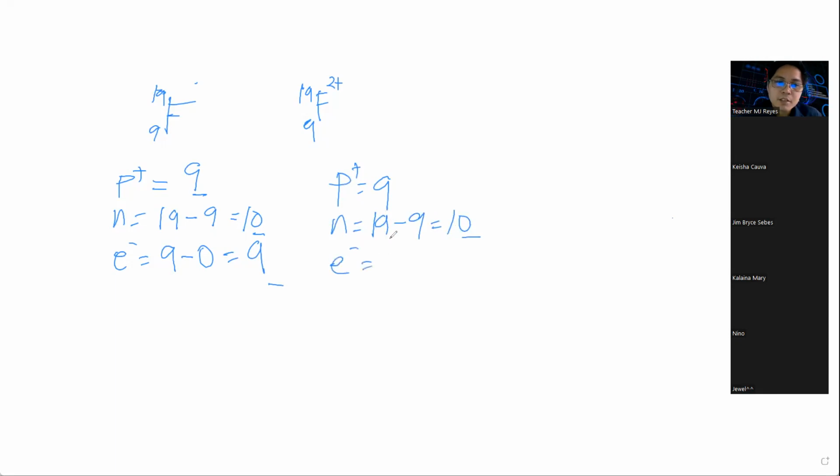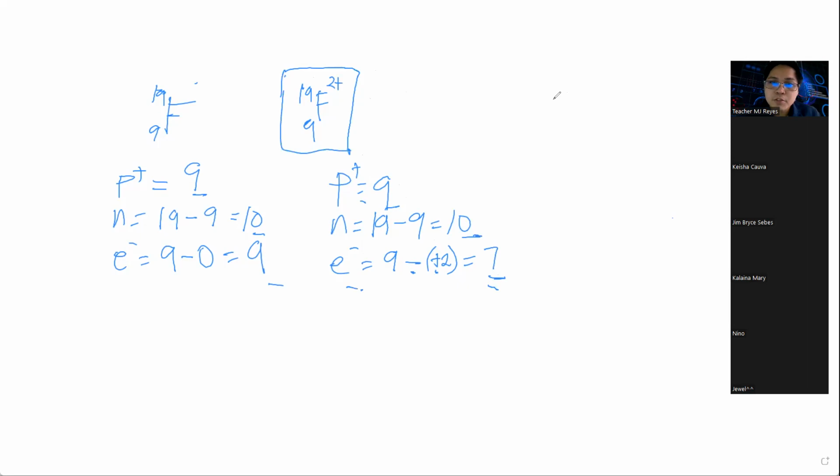How about the electrons? Electrons is equal to the atomic number minus the charge, which is positive 2, correct? What would be the result? Since this is positive, with the minus sign, this is the difference between 9 and 2. So this is 7. So we have protons 9, neutrons still the same, 10. But the number of electrons here is lower than the protons because this is a cation. When you say cation, it is positively charged. This is the reason behind it.